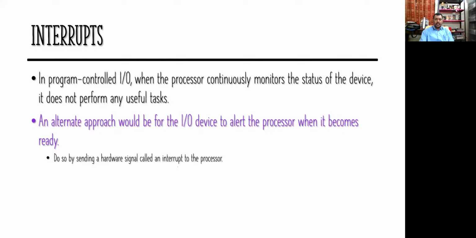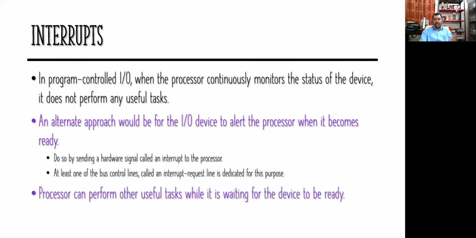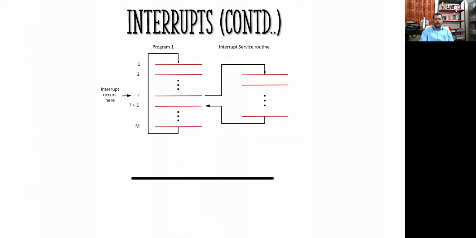This is done by sending a hardware signal, the interrupt, to the processor. At least one of the bus control lines, called the interrupt request line, is dedicated for this particular purpose of sending and receiving the interrupt. Now the processor can perform other useful tasks while it is waiting for the device to be ready. And this is how it works.